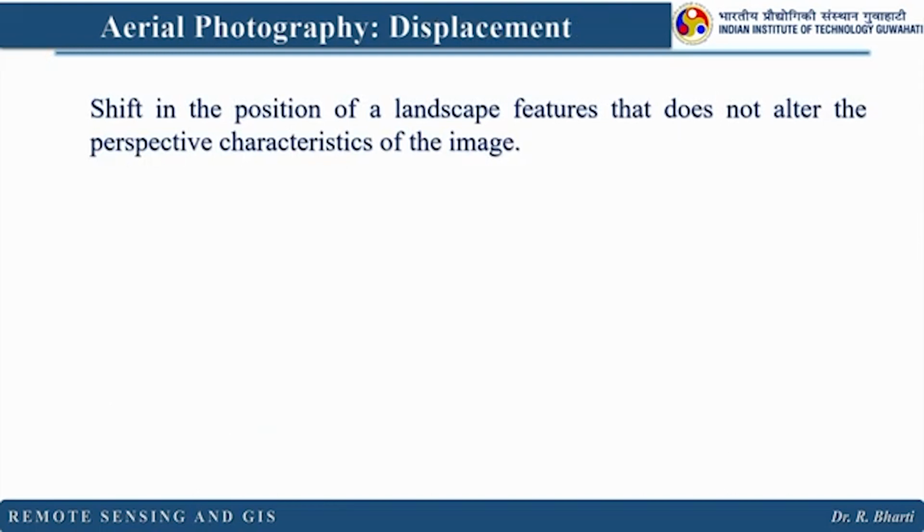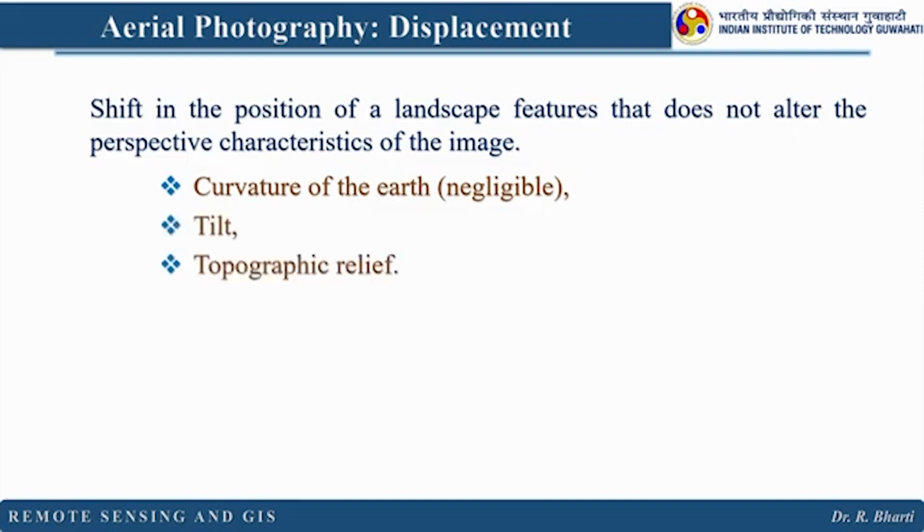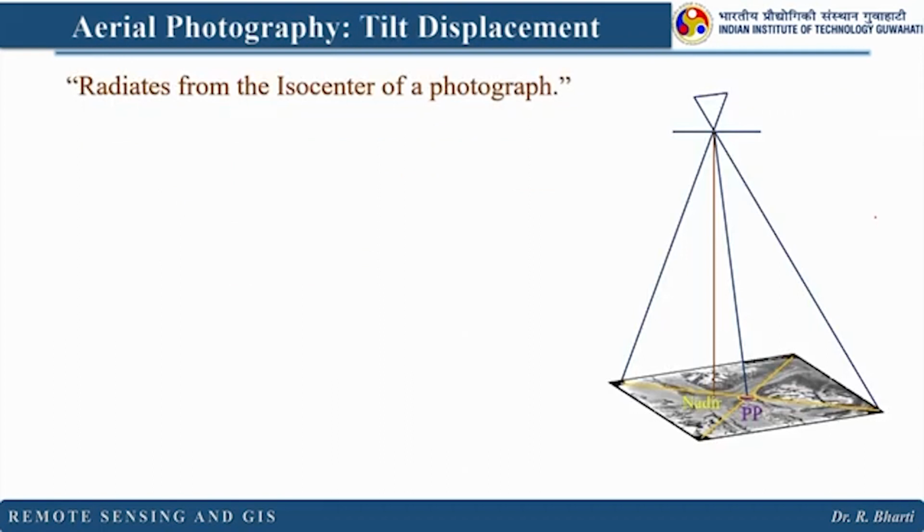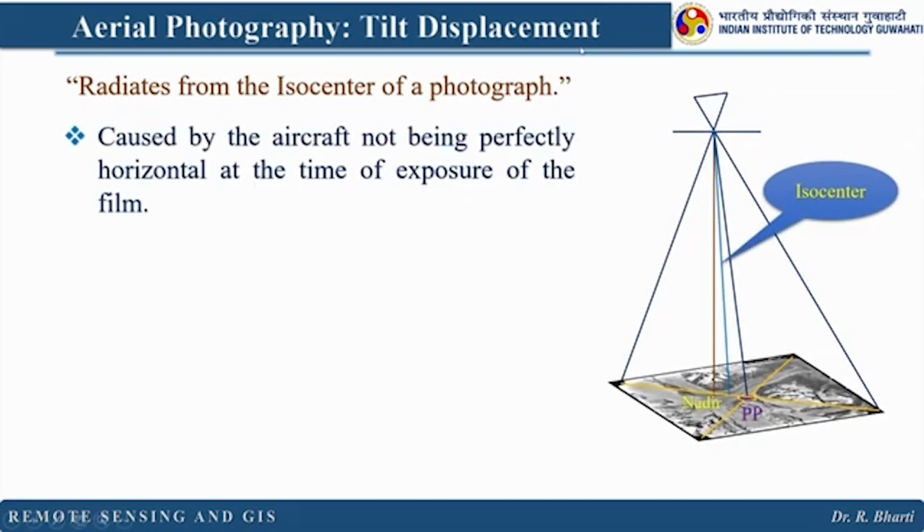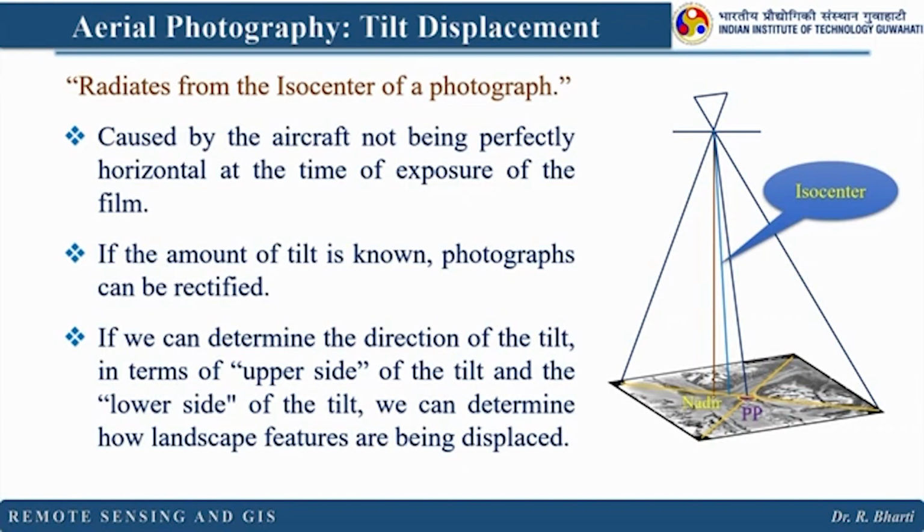Then displacement is the shift in the position of a landscape feature that does not alter the perspective characteristic of the image. So here again, curvature of the earth is negligible, tilt and topographic relief. Tilt displacement radiates from the isocenter of a photograph. So here this is the isocenter. It is caused by the aircraft not being perfectly horizontal at the time of exposure of the film, right. If the amount of tilt is known, photographs can be rectified. If we can determine the direction of the tilt in terms of the upper side of the tilt and the lower side of the tilt, we can determine how landscape features are being displaced.